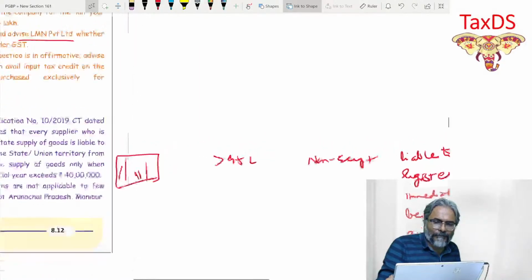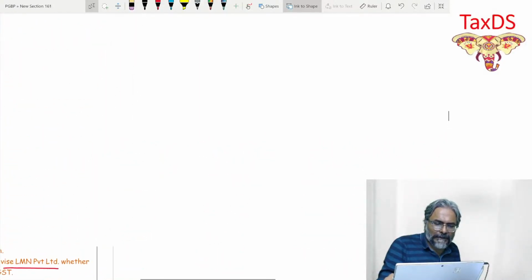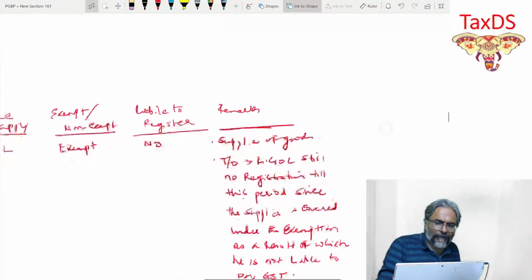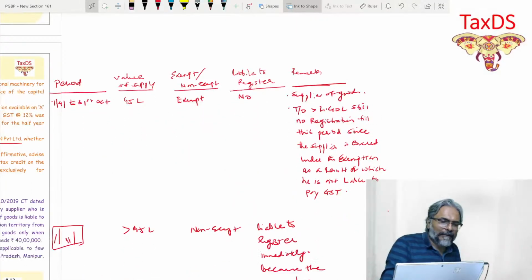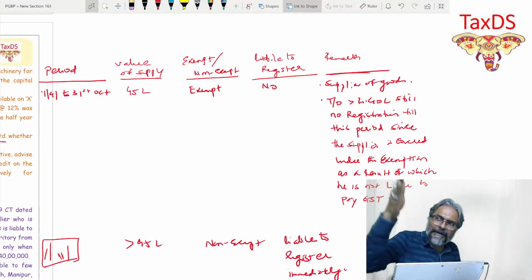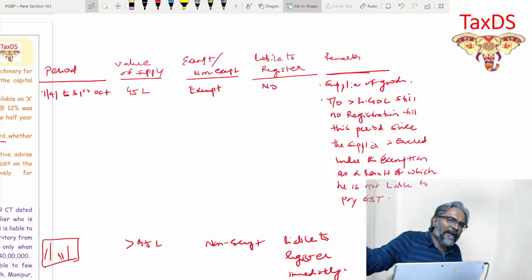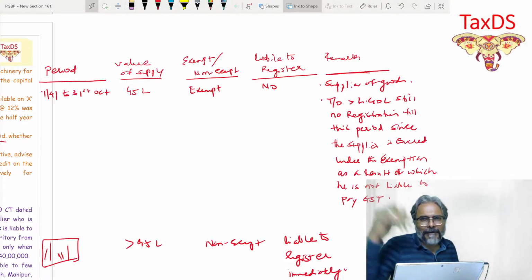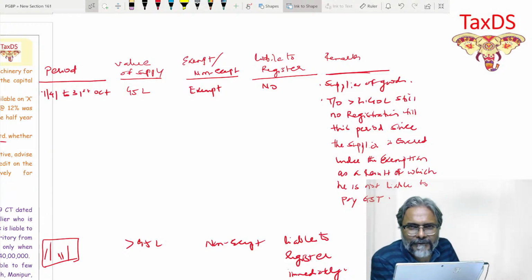If you see in this particular context, students, please have a look over here. This is the kind of question that you are going to encounter. This is the second part of the question, wherein till a particular date you are not liable, and after that date you will become liable. So if that is the kind of information given to you, you have to play date wise. Now from 1st of April to 31st of October, say the value of supply is 45 lakhs.